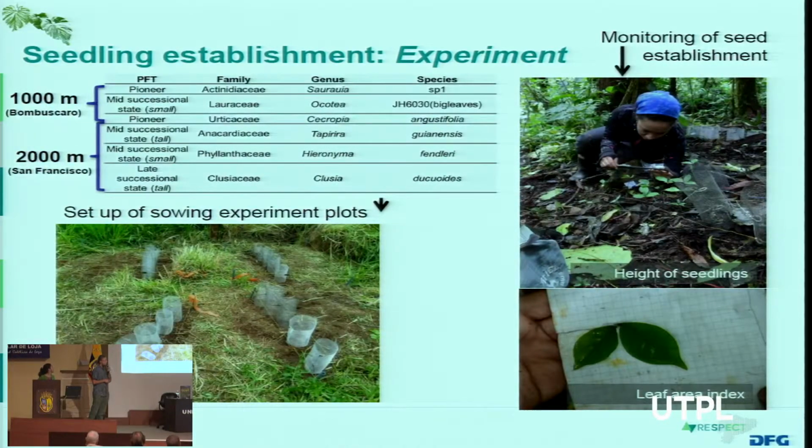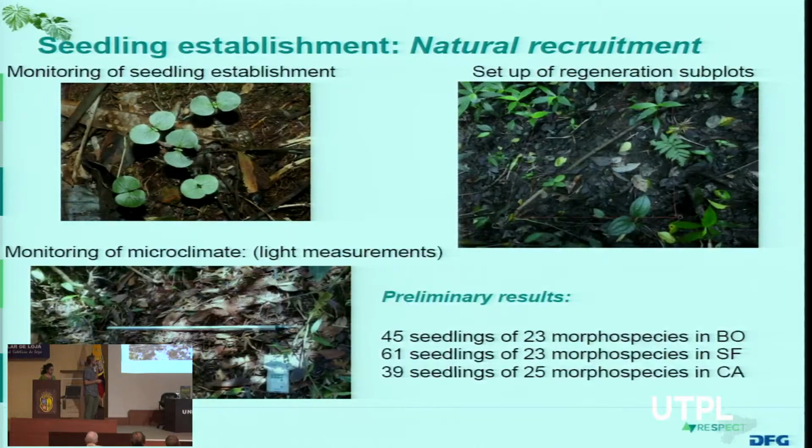After several months, in this case every 3 months, we check the seedling establishment, the height of seedlings, and leaf area, which shows leaf area loss due to herbivory. We also measure leaf area index using hemispherical photographs. And the same abiotic filters we will apply to the natural recruitment experiment, which is just a survey of the seedlings in all forest and pasture plots.